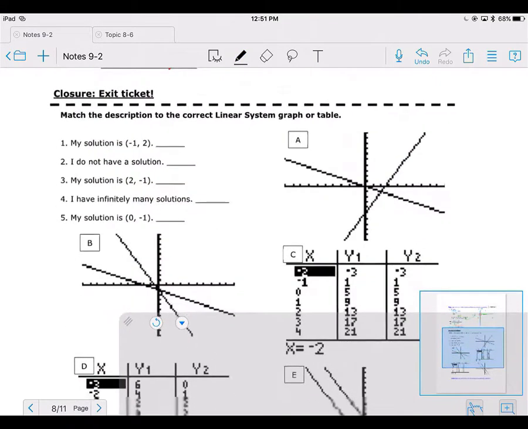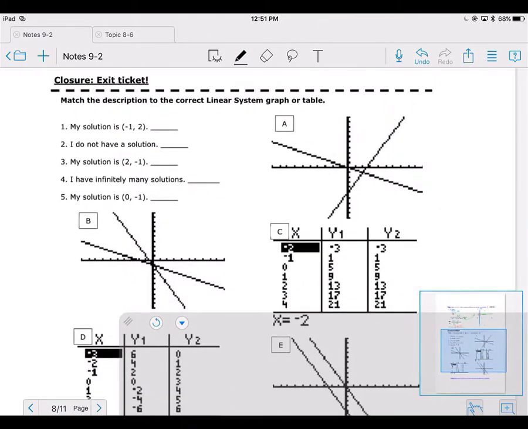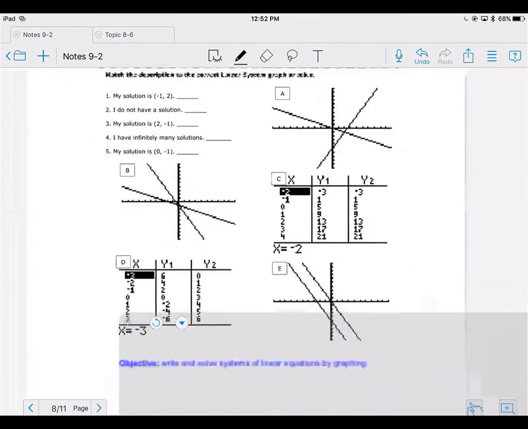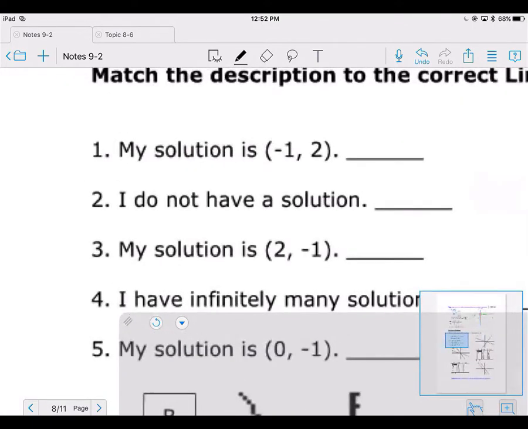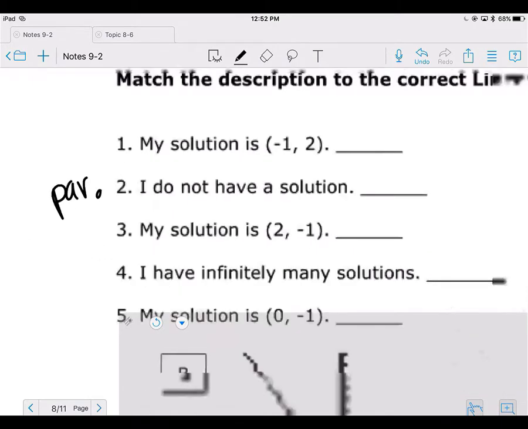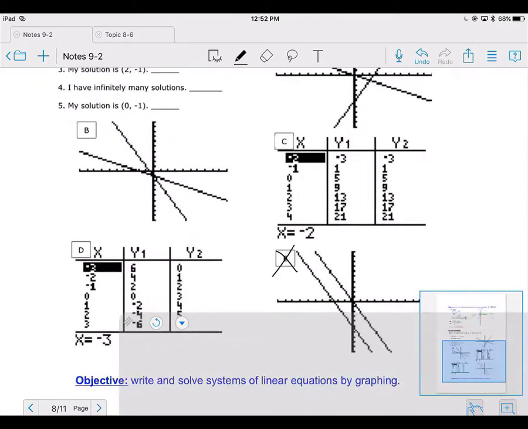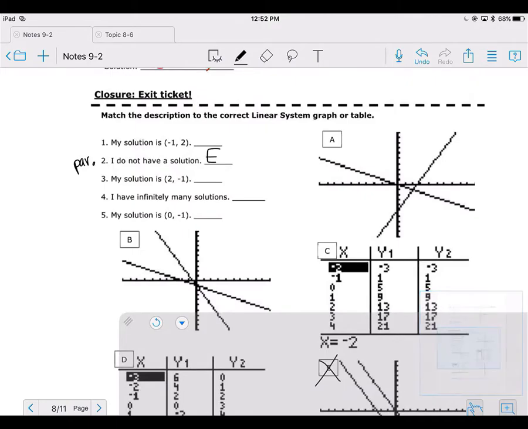This is an exit ticket that we did in class in order to get to work on your homework. So I'm going to run through these very quickly with you. If you want to pause the video and try to do them yourself and then come back and see if you get them right, that's fine too. I'm going to start with some of the graphed easier ones. Not having a solution means that these are parallel. My parallel lines are E because these are never going to cross.